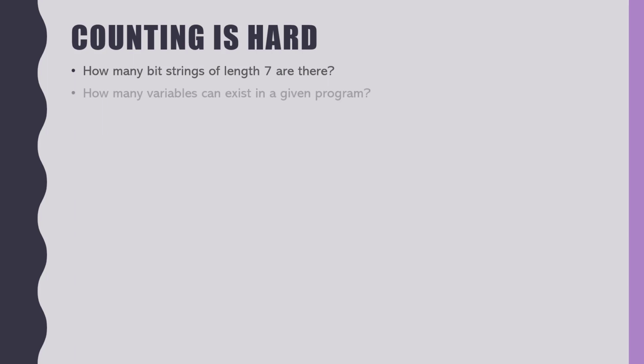How about this one? How many variables can exist in a given program? Right? Like the Java language, for example. If we know what the rules of the variables are, they can have numbers and letters and certain symbols and so forth, and they can be X amount of characters long. How many variables can you create, right?